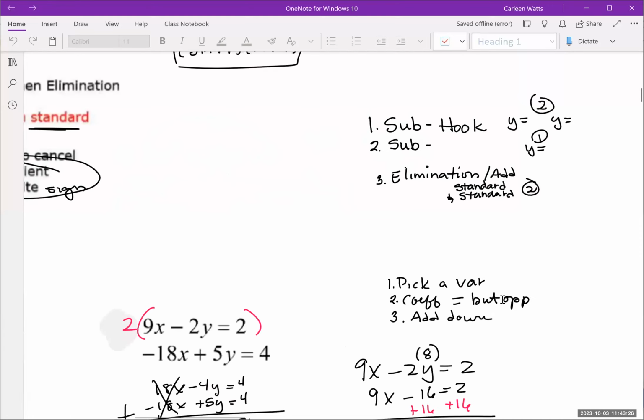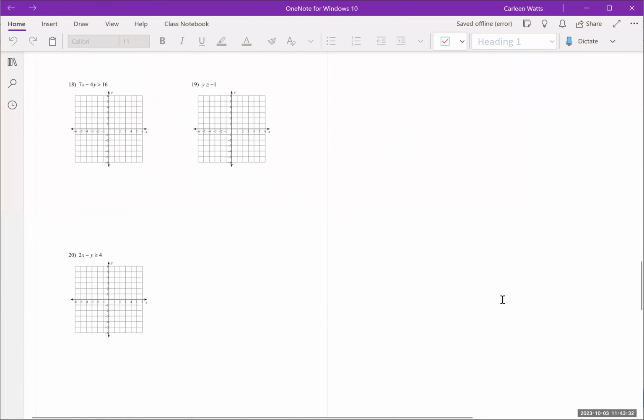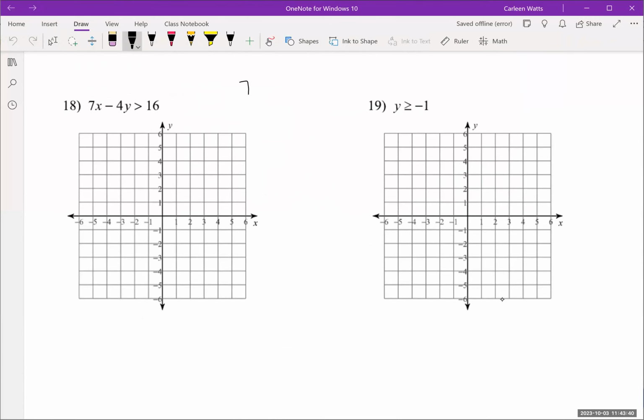Let's do number 18. It's hard to know which side is greater. Okay. So I need to solve for y. Minus 7x. Negative 4y greater than, put your x's first. Now, here's the trick. I need to divide by a negative number.